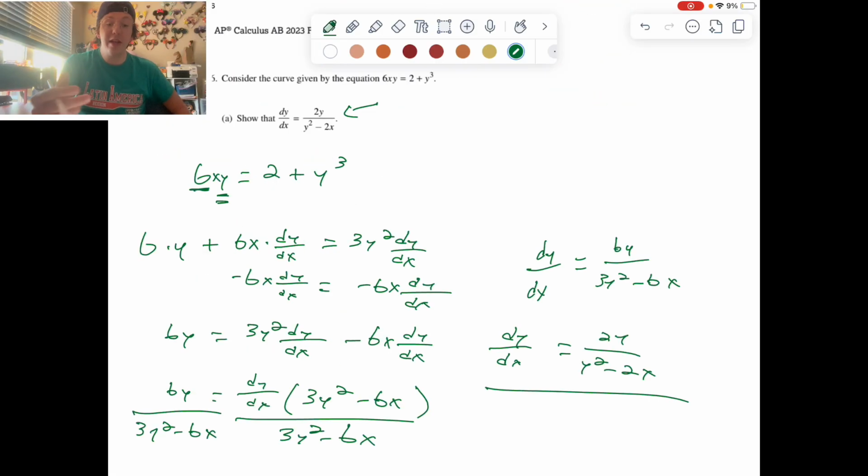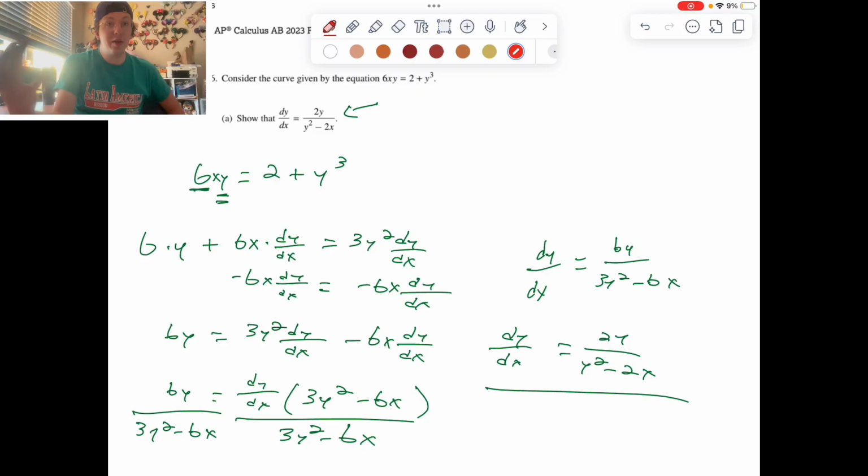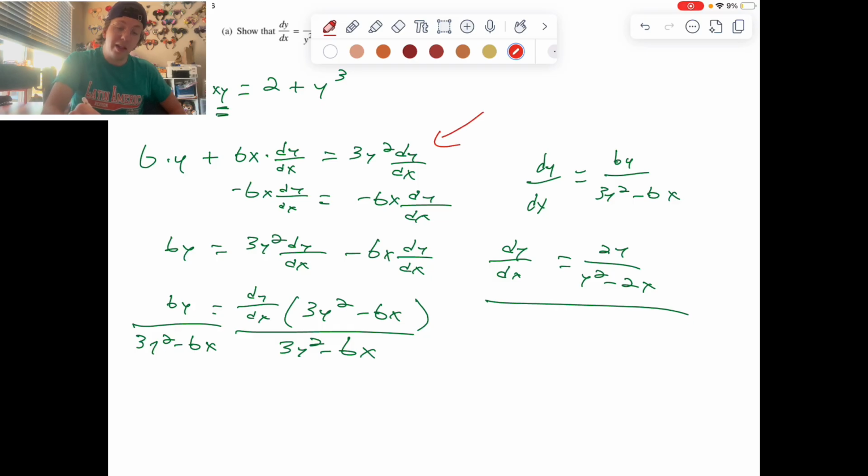Let's now talk about how the AP graders graded this FRQ. So if we look at this first problem, we were trying to figure out, hey, show that dy dx was equal to 2y over y squared minus 2x. So they gave you 1 point if you correctly did the implicit differentiation. So if you were able to do the product rule and were able to do the power rule and use dy over dx when you needed to, that was worth a point to AP this year. Then you also got a point when you fully verified that your derivative was correct. And those were 2 points there.